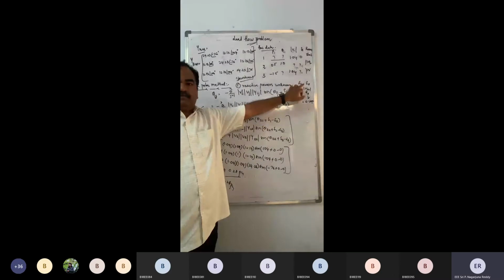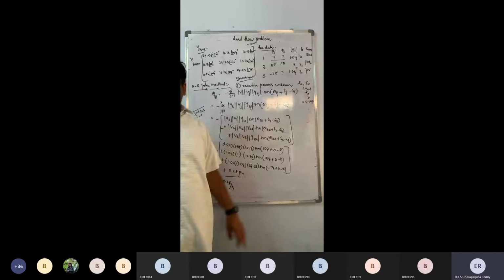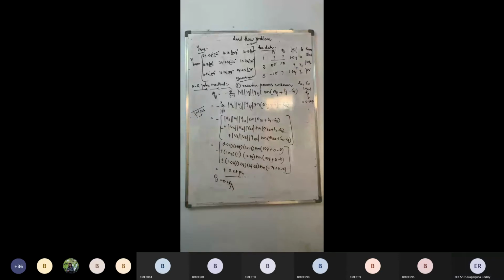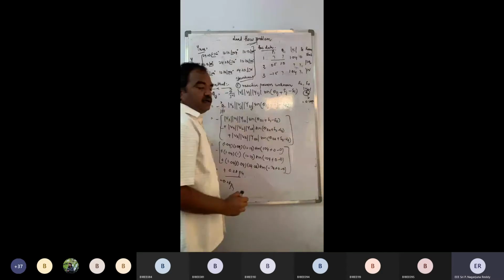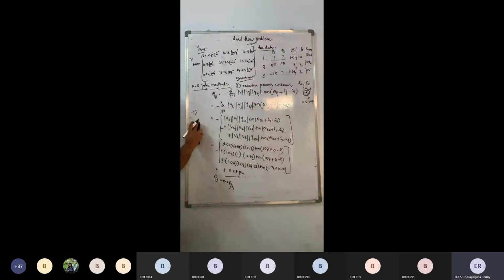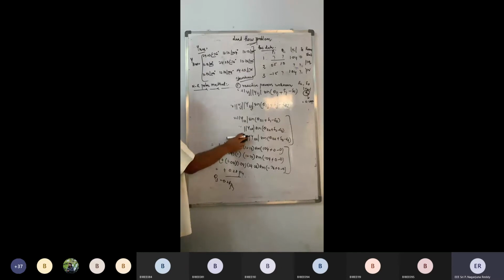So we have 3 more variables to be computed. What are those 3 variables? Delta 2, delta 3, and mod V2. Now let's see how to compute this. This is a power variable, whereas these three are voltage variables. And we have a specific technique for determining the voltage variables in the Newton-Raphson method. So let's go back to the technique which we learned in our previous classes.